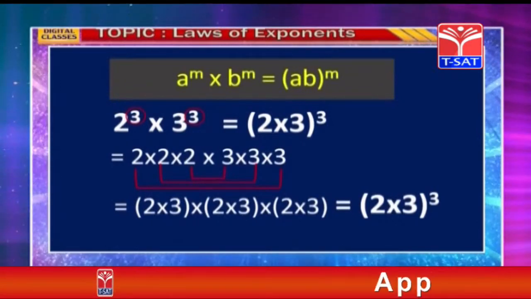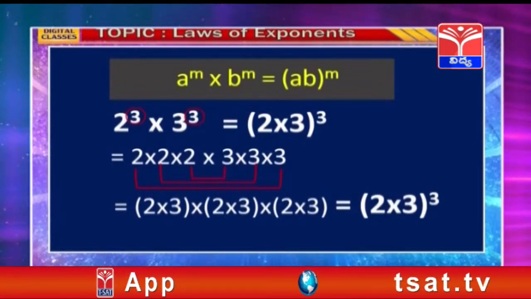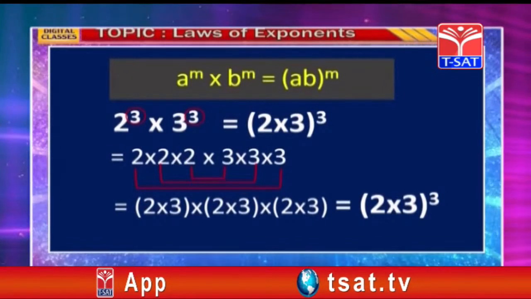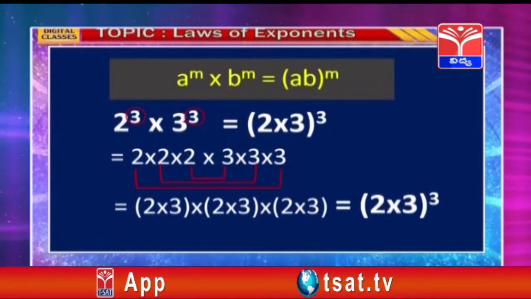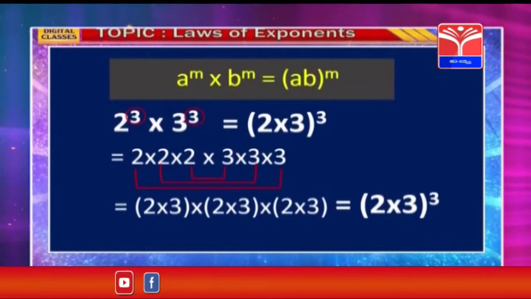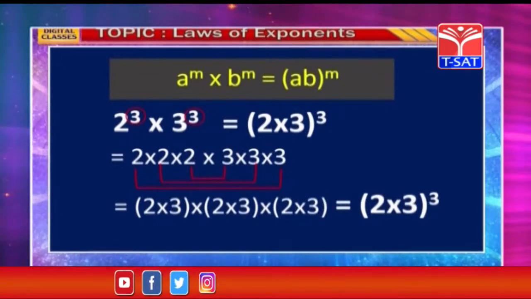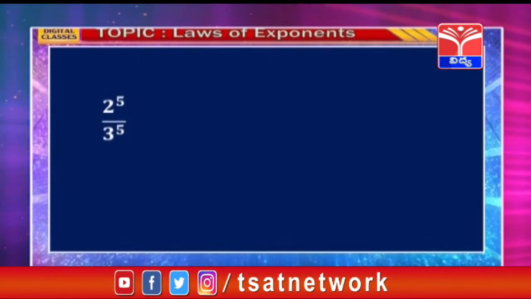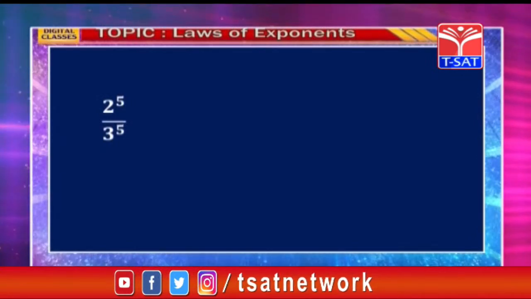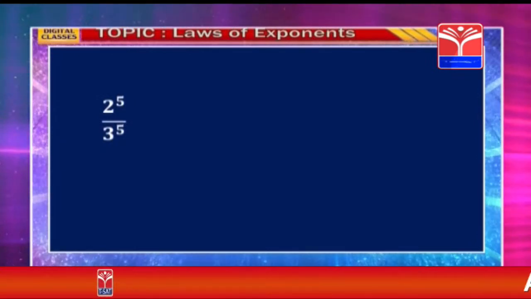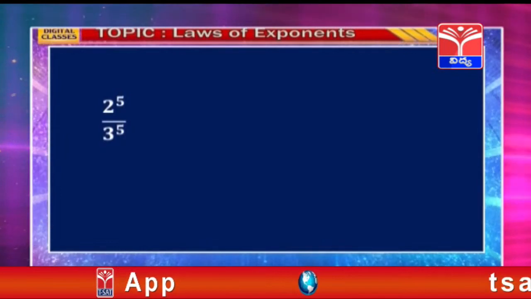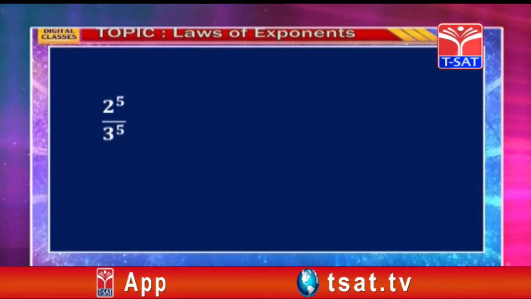When the bases are different, the powers are equal. Look here. So we can group the bases, we can multiply the bases and you can put one power like 3. The bases are different. Look at the powers. Are they equal? Yes, they are equal. 2 to the power of 5 by 3 to the power of 5.